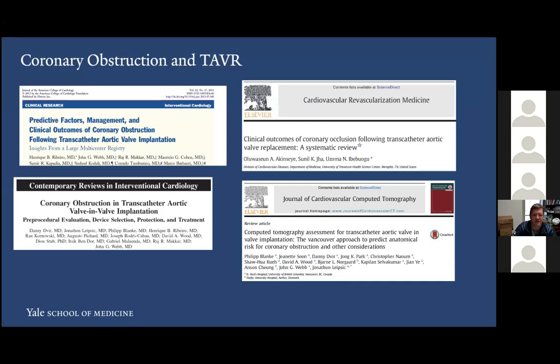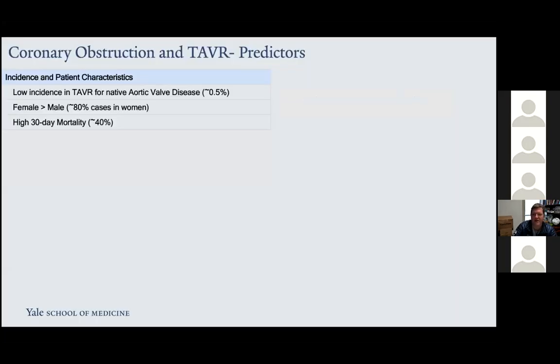So there's been a lot written about this, a number of review articles, et cetera. But I put together a little table here that I think summarizes it nicely. I think the first thing to know is that it has a fairly low incidence. It occurs in less than 1% of cases, about 0.5% of cases. It does tend to occur more in females than in males, and that's because females tend to have smaller anatomies.